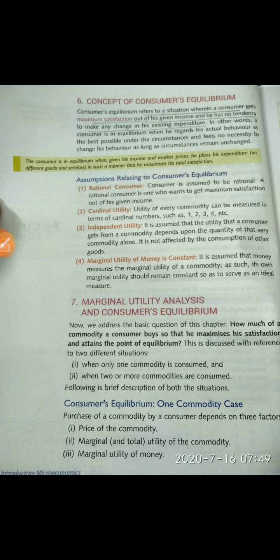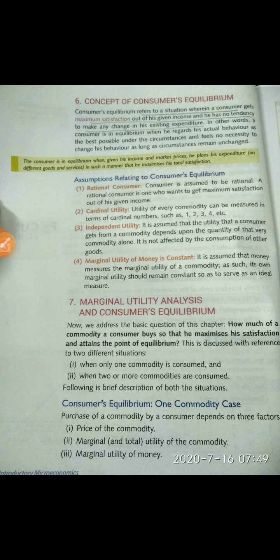Then we have the cardinal utility. That means the utility or the satisfaction must be measured in terms of numbers like 1, 2, 3, 4. The next assumption is independent utility. So what does it mean? It is assumed that the utility that a consumer gets from the commodity depends upon the quantity of that very commodity alone. It is not affected by the consumption of other goods. That means if he is buying any one commodity, he must get the satisfaction out of that commodity only, and he is not supposed to buy another commodity and get the satisfaction from it. Clear? So independent consumption or satisfaction should be there.